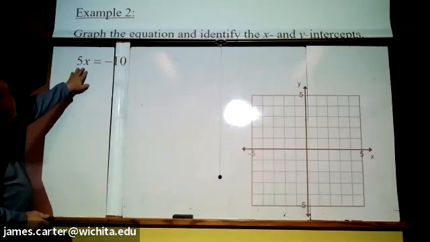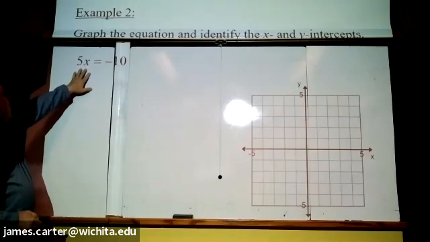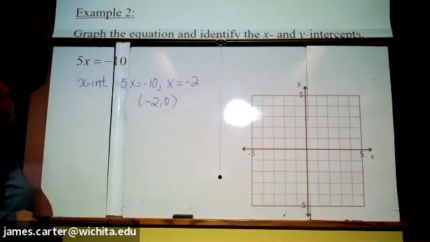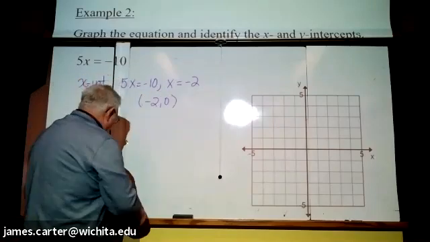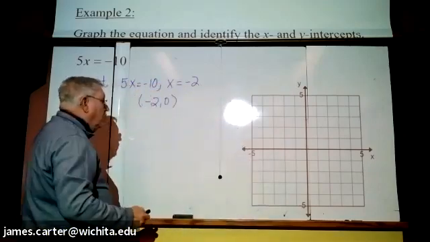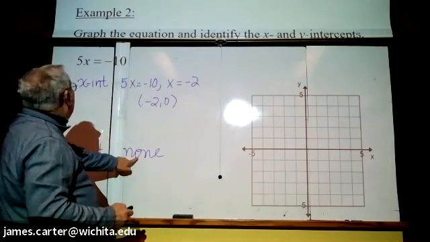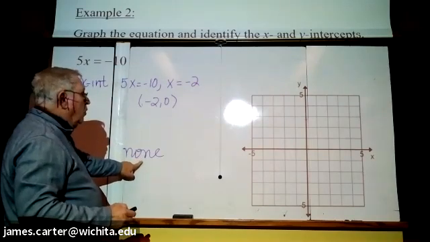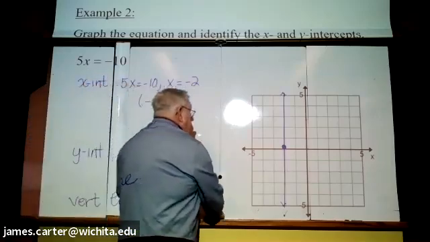Okay, this time we've got a very simple equation. We're missing the y value. I want you to look at what happens. 5x equals negative 10. We simplify that, divide both sides by 5, and we get x equals negative 2. What that means, and they're going to graph it for me, so I might as well let them. There is no y-intercept. Okay, well, actually, there's a y-intercept. There's no x-intercept because here's what you've got.